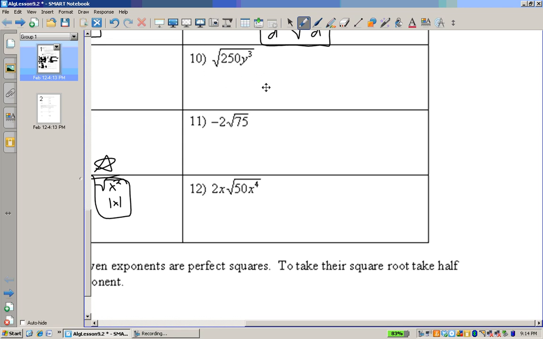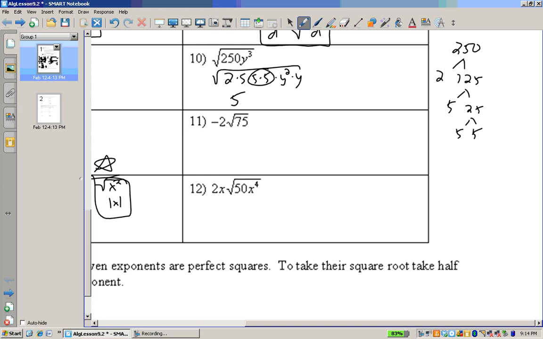Okay, 10. Square root of 250, y to the third. So we're just going to go ahead. It's 2 and 125, 5 and 25, 5 and 5. This is going to be the square root of 2 times 5 times 5 times 5, and then we have y squared times y. I'm going to basically subtract 1, so y squared, and then have that extra that is there. Now we have a pair here.